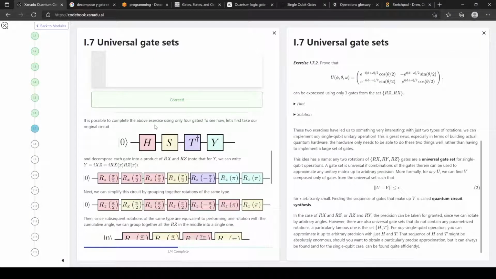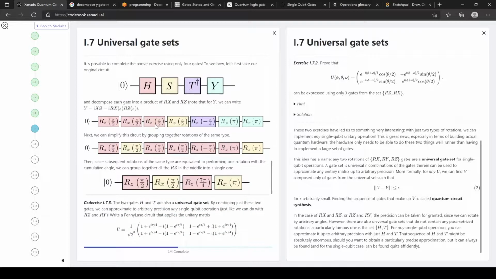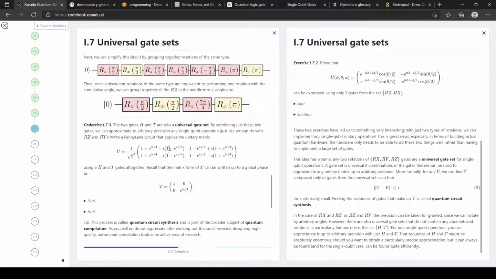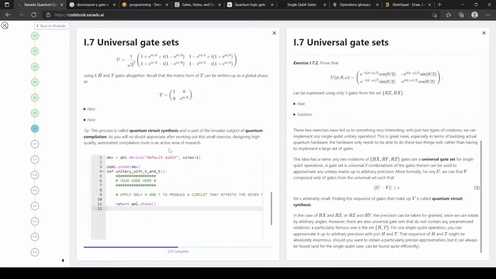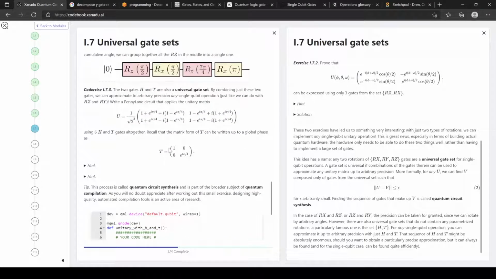It's possible to do the above using only 4 gates. Yeah, we can cancel a lot of them out. That makes sense. H and T gates are also a universal gate set. By combining just these 2 gates, we can achieve arbitrary precision on any single qubit operation. Right, a PennyLane operation that uses 6 H and T. I do not.